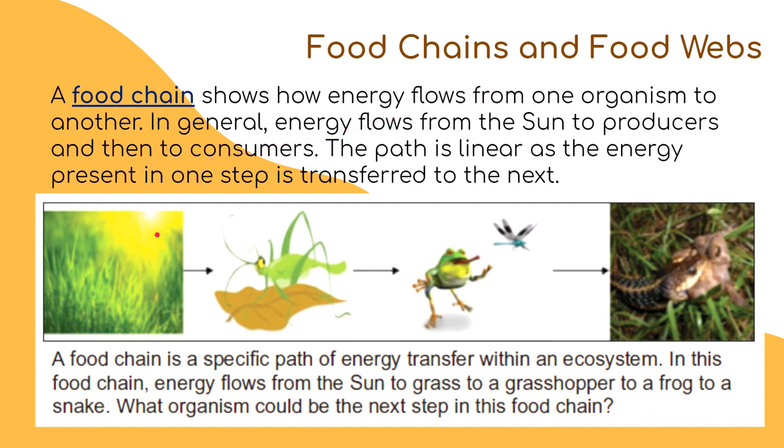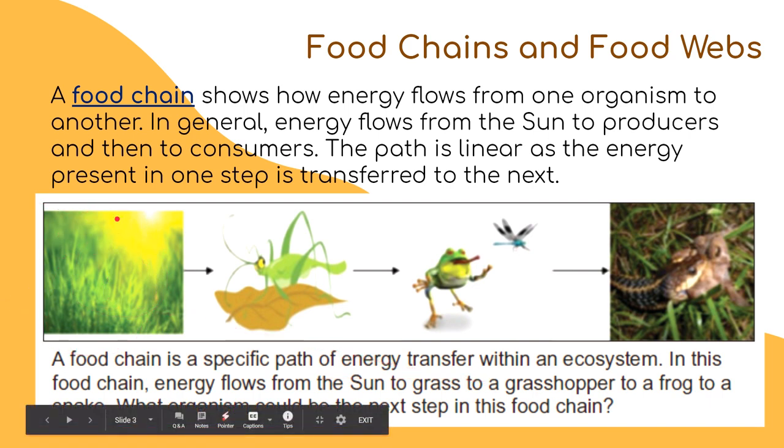We have established that the beginning of all energy flow is the sun, and producers, or photosynthetic organisms, are able to capture that. Then once they're eaten, the next flow of energy will be towards the consumers. This path is considered linear, or in just one direction, as the energy is transferred to the next organism. So the start of every food chain would be the sun.